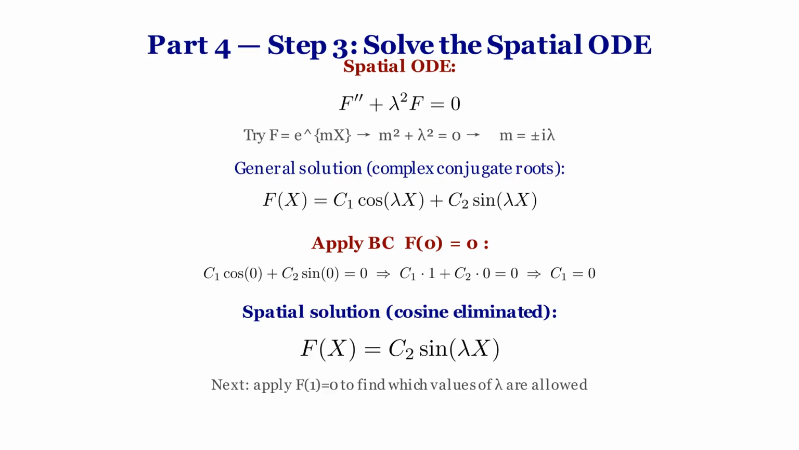The second boundary condition f at x equals 1 equals 0 will be applied in the next step to find the allowed values of lambda.